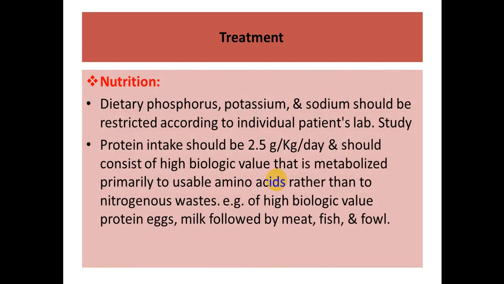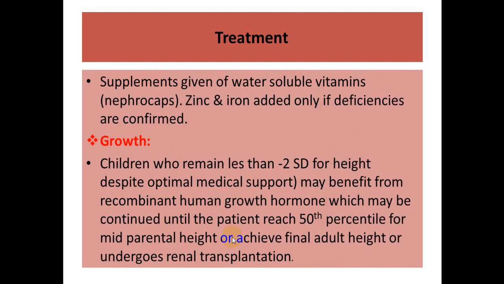About nutrition, dietary phosphorus, potassium, and sodium should be restricted according to the individual's labs. Protein intake should be 2.5 grams per kg per day and should be of high biological value, composed primarily of amino acids rather than nitrogenous waste products. High biological value proteins include egg and milk, followed by meat, fish, and fowl. Supplements are given for water-soluble vitamins, which is very important, as well as zinc and iron.